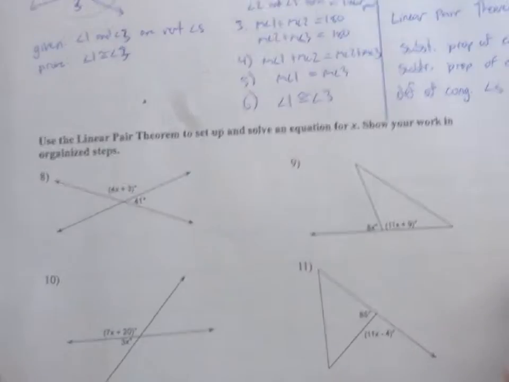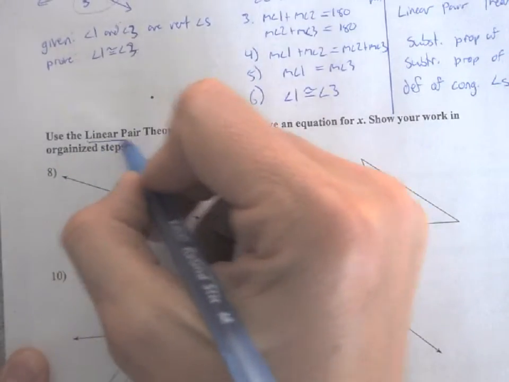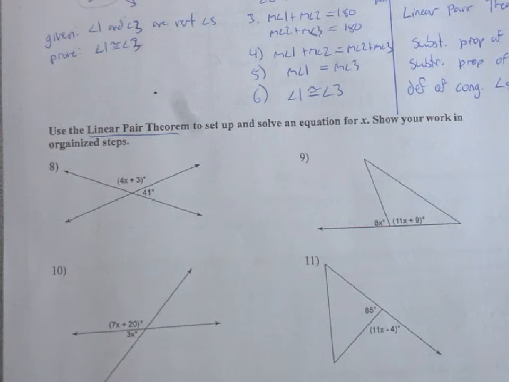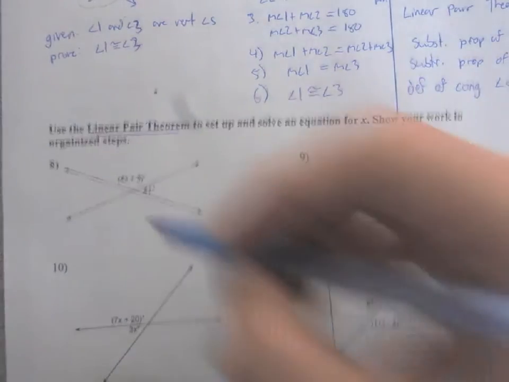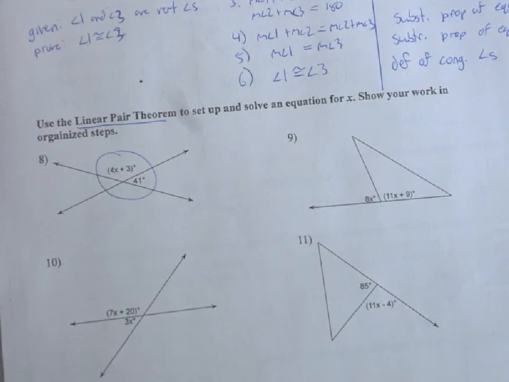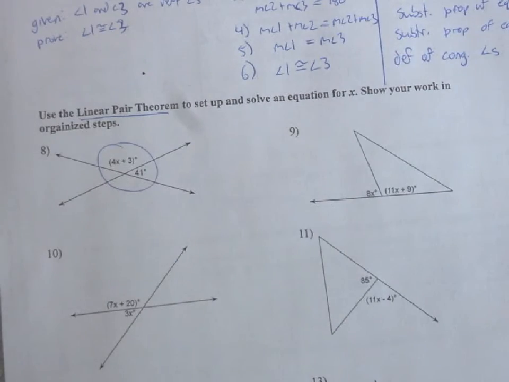So in 8 through 13, it says use the linear pair theorem to set up and solve an equation for x. Well, what does the linear pair theorem say? It says if two angles form a linear pair, then their measures sum to 180. Okay, so here's two angles that form a linear pair. We can just see that based on the figure here. So we know their measures equal 180.